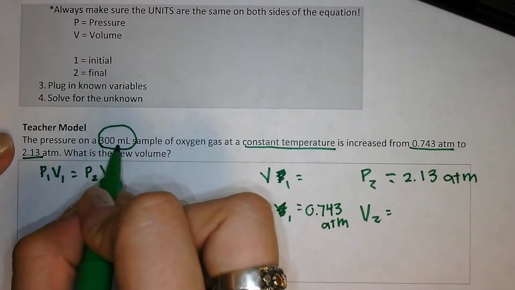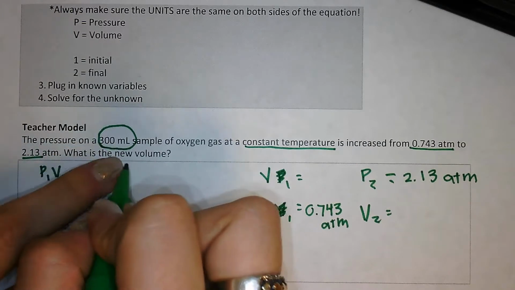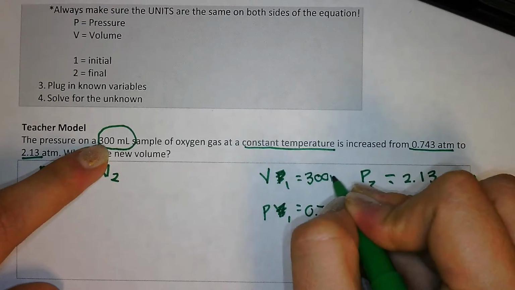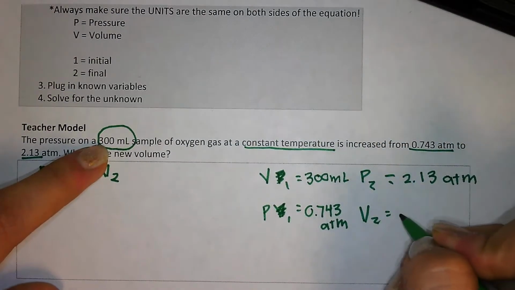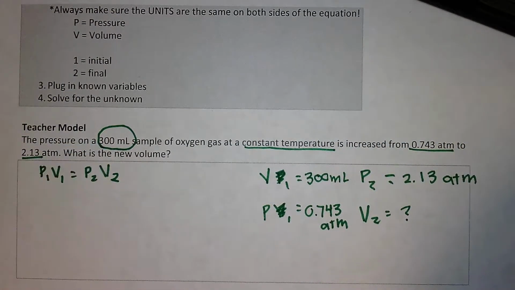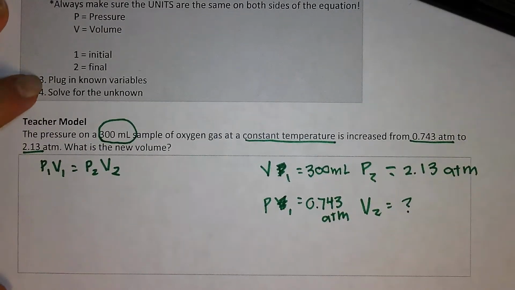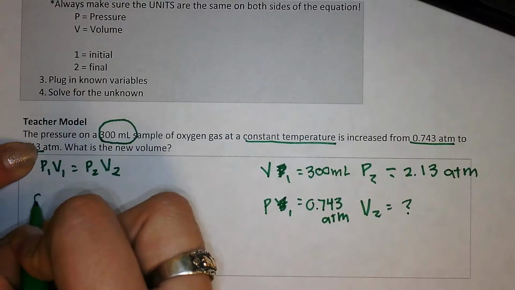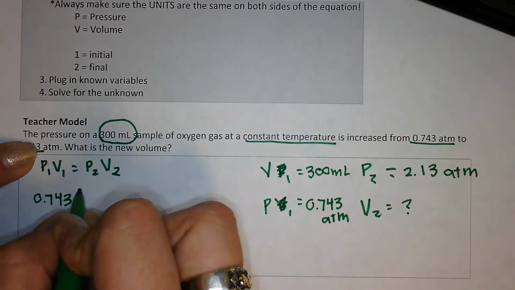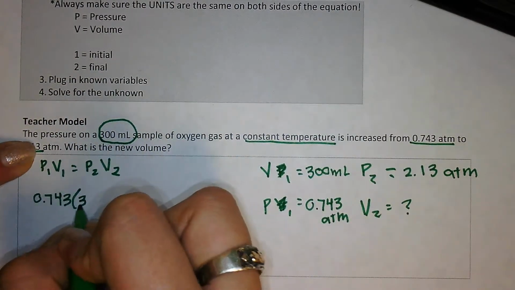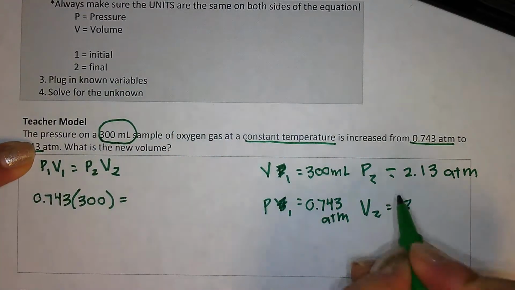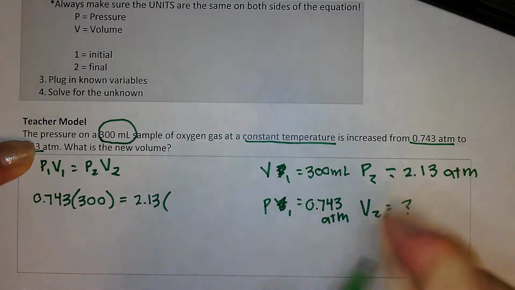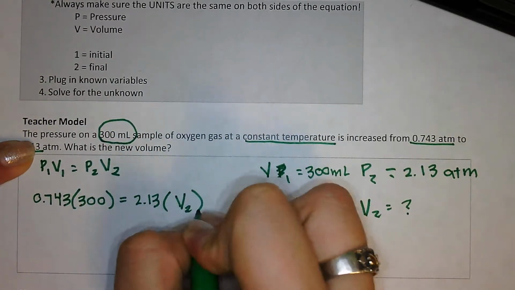Alright, and I'm going to assume that this is my initial volume because it's asking for the new volume, the final volume. So initial volume is 300 milliliters, and my final volume is a question mark. That is what I'm solving for. So I'm going to plug in the known variables. So P1 is 0.743 times V1, which is 300, is equal to P2, which is 2.13, times V2, which is an unknown, so I'm just going to leave it as V2.